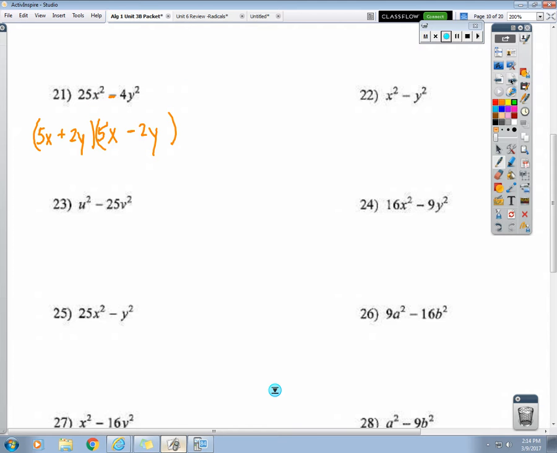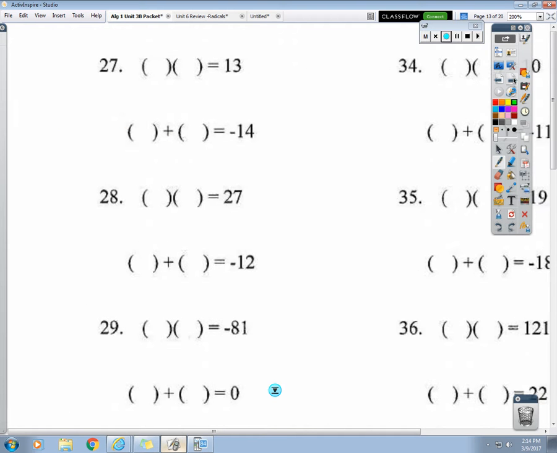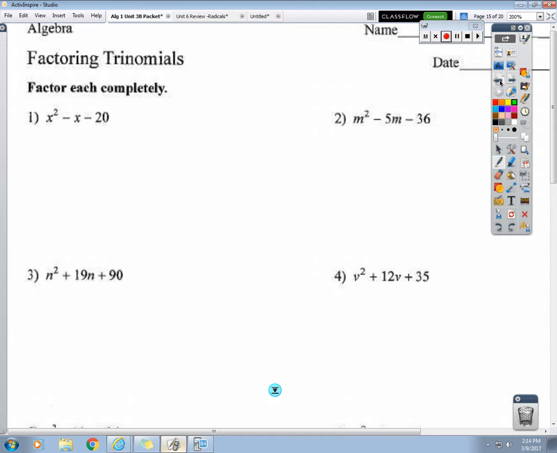Okay, the next 2 questions on the test are going to look like these. A trinomial with a leading coefficient of 1. Anytime you're dealing with a trinomial and the leading coefficient is 1, you can go right into the bubble method.